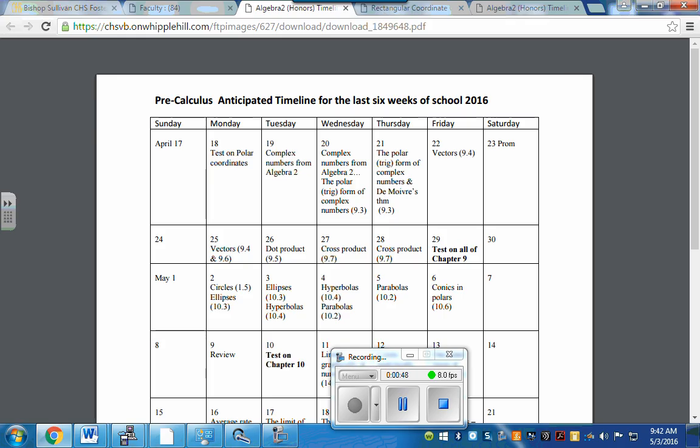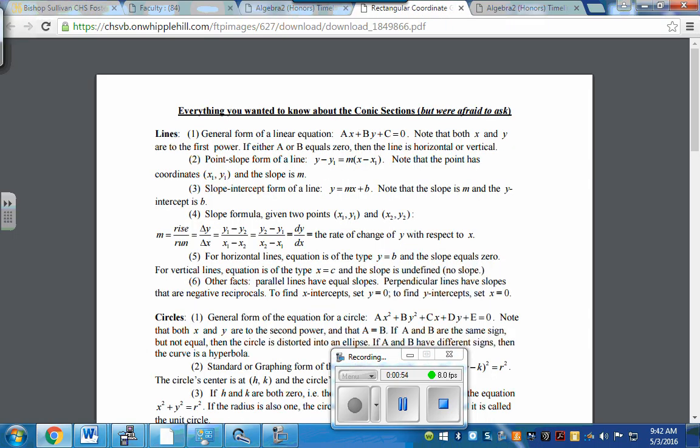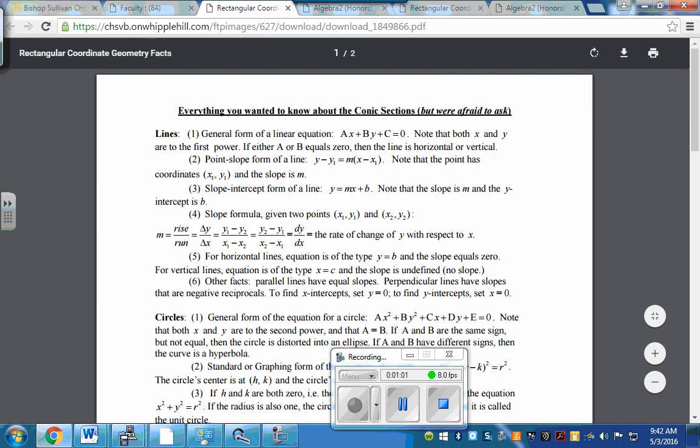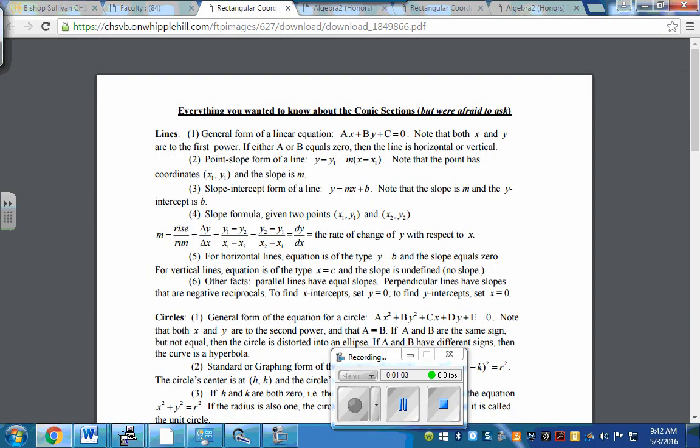Today we're going to do circles, ellipses, and hyperbolas. I'm going to go fast. On your class page as well, I've got this document. It's sort of a 2-page document. I've titled it Everything You Want to Know About Conic Sections, but We're Afraid to Ask.